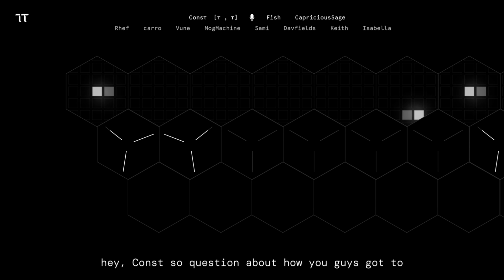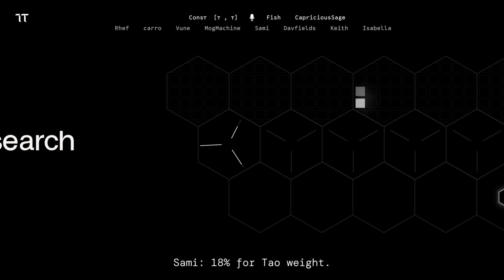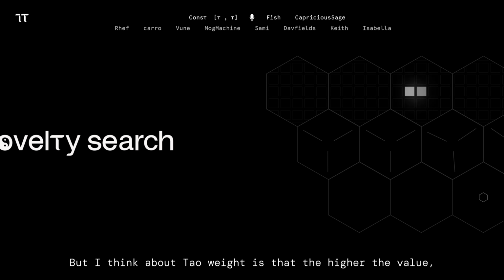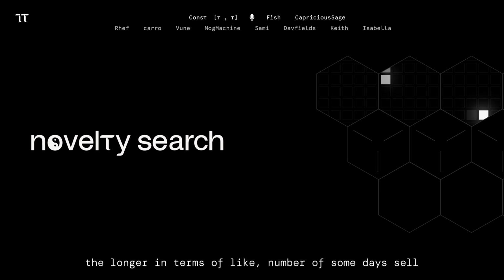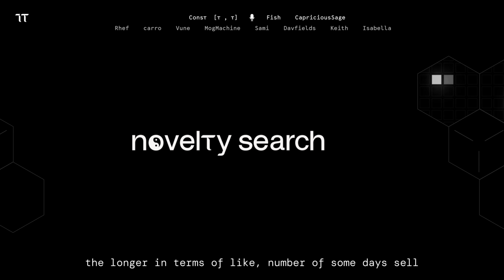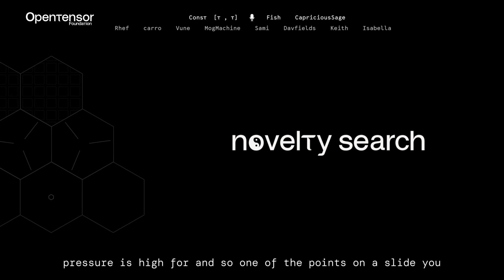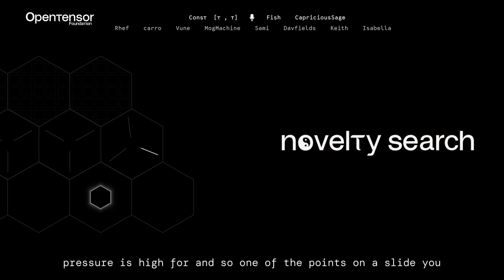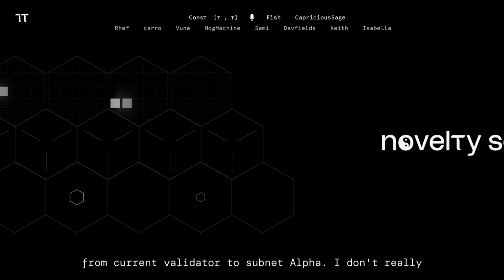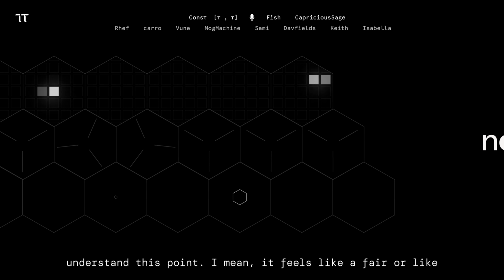Hey, Const. So question about how you guys got to 18% for tau weight. The thing I think about tau weight is that the higher the value, the longer, in terms of number of days, that sell pressure is high for. And so one of the points on a slide you had was that larger tau weight slows the transition process from current validator to subnet alpha. I don't really understand this point.